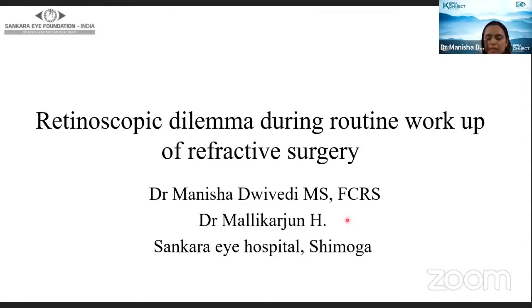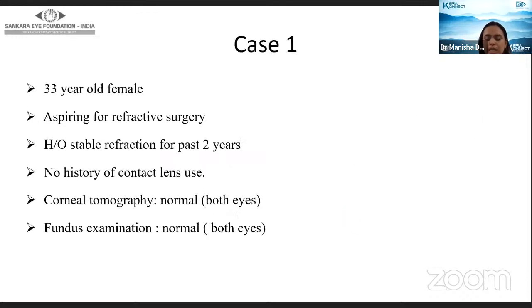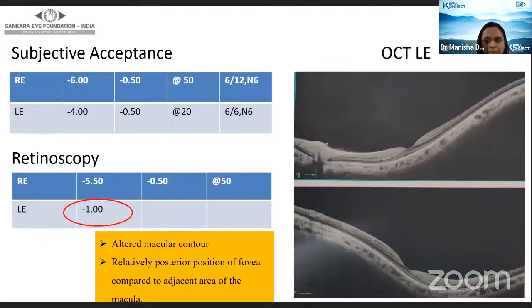I'm going to discuss here one interesting observation of retinoscopic dilemma during routine workup of refractive surgery. Next slide, please. So here, there was a 33-year-old female aspiring for refractive surgery. There was a stable refraction for the past 2 years for her. No history of past contact lens use. Her corneal topography was normal in both eyes. Fundus examination was normal.